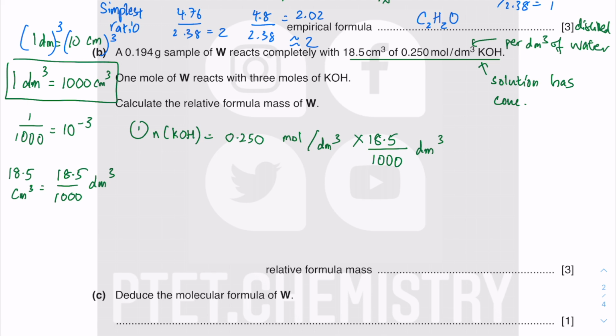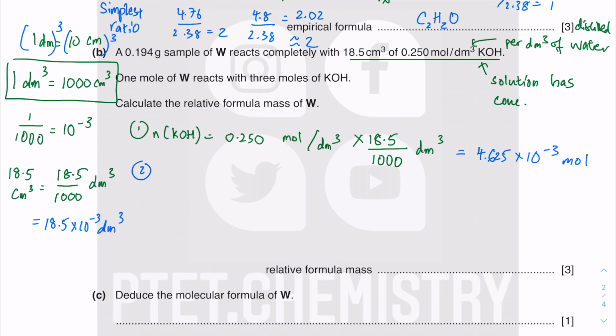And I could also write this as 18.5 times 10 to the minus 3 dm cube. It means the exact same thing. So sometimes you'll see me writing this in terms of over 1,000. That means I convert the cm cube to dm cube. I could also do 18.5 times 10 to the minus 3 dm cube because you could do that very easily on your calculator. So press that into your calculator: 0.250 times 18.5 divided by 1,000. Then you get 4.625 times 10 to the power minus 3 mole.